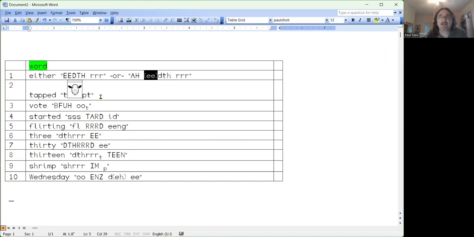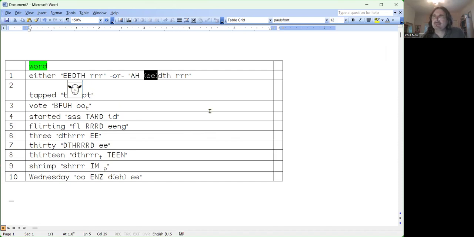Number two is tapped. Now, this vowel is eh. Some of my students hear it as a goat or sheep. So I put this picture of a goat with its tongue out here. So some of my students exaggerate, so you can say it: ten, ten, ten.